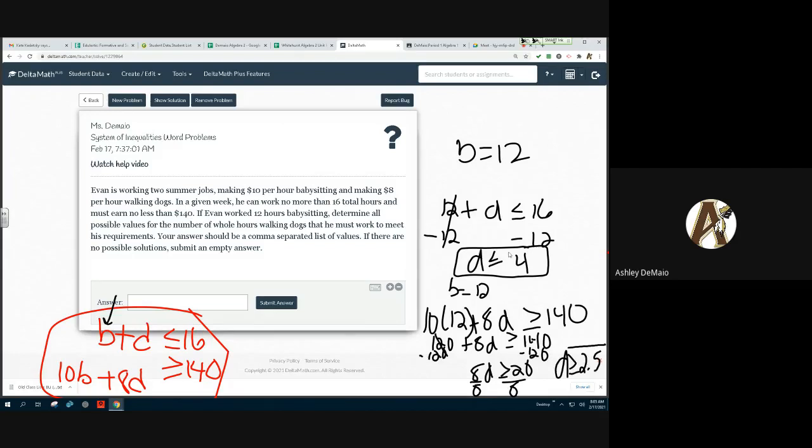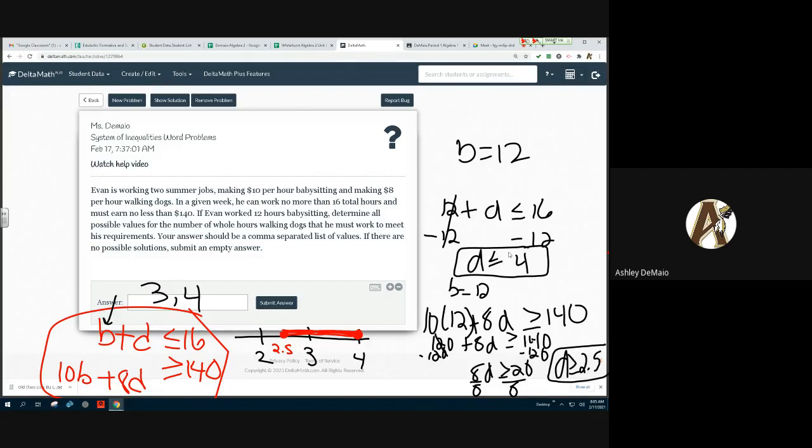So now that we know that D has to be greater than or equal to 2.5, but less than or equal to 4, we want to tell our solutions are any whole number between 2.5 and 4. We have 3 is a solution between 2.5 and 4, and we have 4. Because if you looked at this on a number line, these are the whole numbers in ours. If this is 2.5 and this is 4, any whole numbers between 2.5 and 4 are a solution.